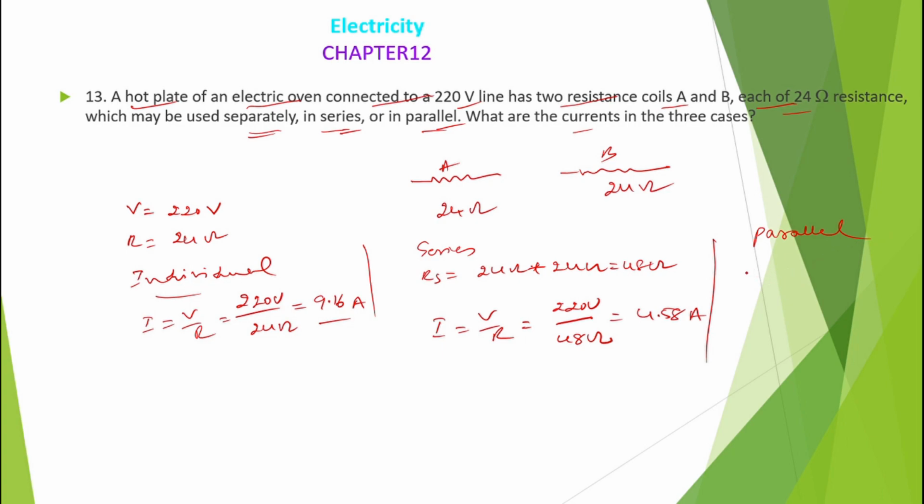Now parallel. Parallel means 1 divided by Rp is equal to 1 divided by A plus 1 divided by B, which is equal to 1 divided by 24 plus 1 divided by 24. Take 1 divided by 24 as common factor, 1 plus 1 is equal to 2 by 24. So that means 1 divided by 12. That is 1 divided by Rp. Therefore Rp is equal to 12 ohm.